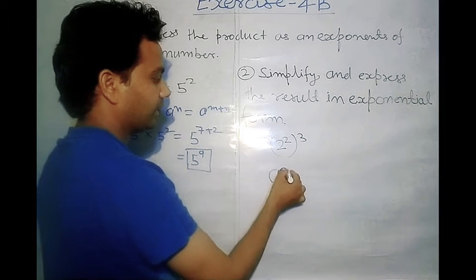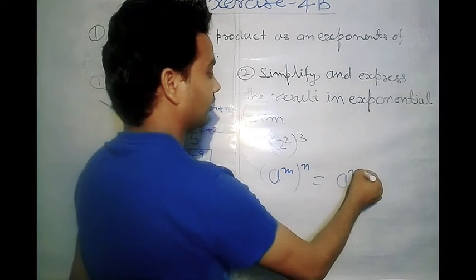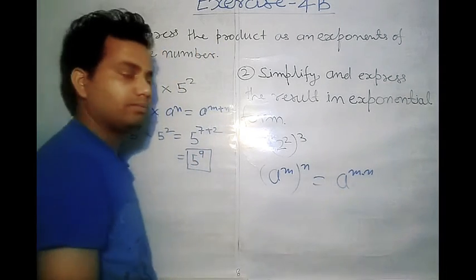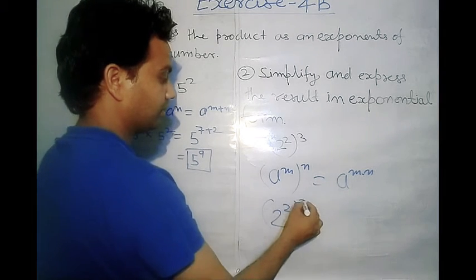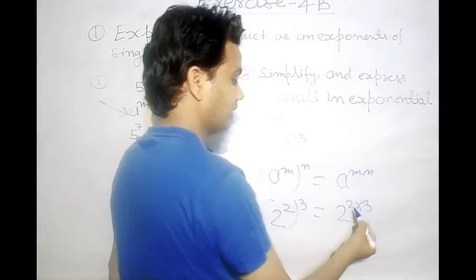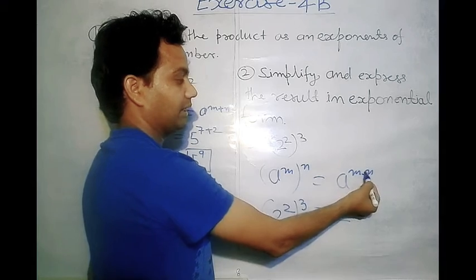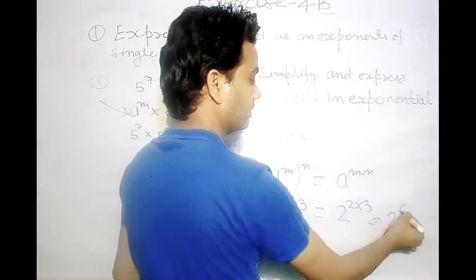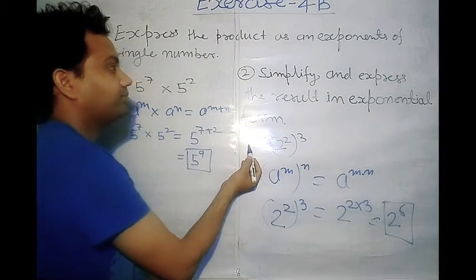A raised to the power m, and this whole raised to the power n, equals a raised to the power mn. Here m times n means we have to multiply only the powers. So 2 raised to the power 2, whole raised to the power 3, equals 2 raised to the power 2 multiplied by 3. We have to multiply this 2 and 3 because here it is also m times n. So it equals 2 raised to the power 6. This is the solution of question number first part.